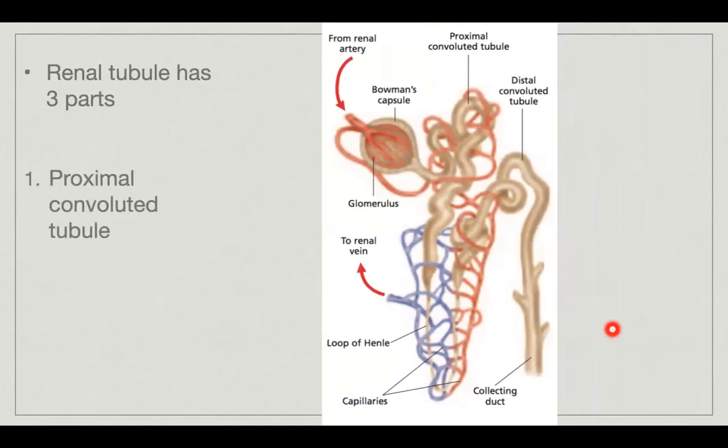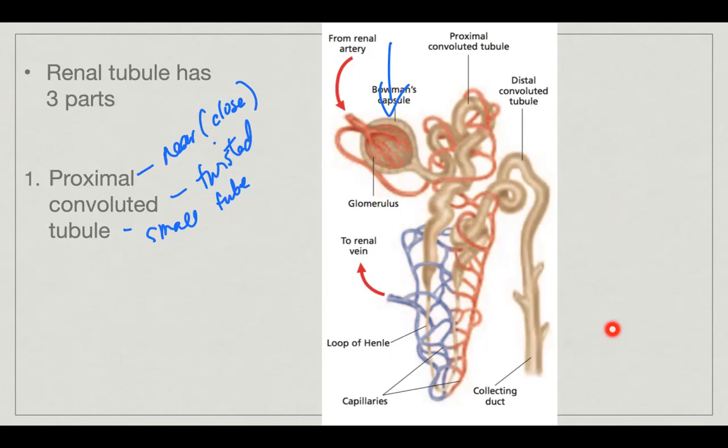Proximal convoluted tubule. Proximal means near or close in reference to the filtration part of the nephron. Convoluted is just twisted, and tubule, small tube. If I ask you an open-ended question and you give me this really long explanation that kind of trails off in different tangents, I would say your answer is quite convoluted, right? It's really twisted. So that's this part here.